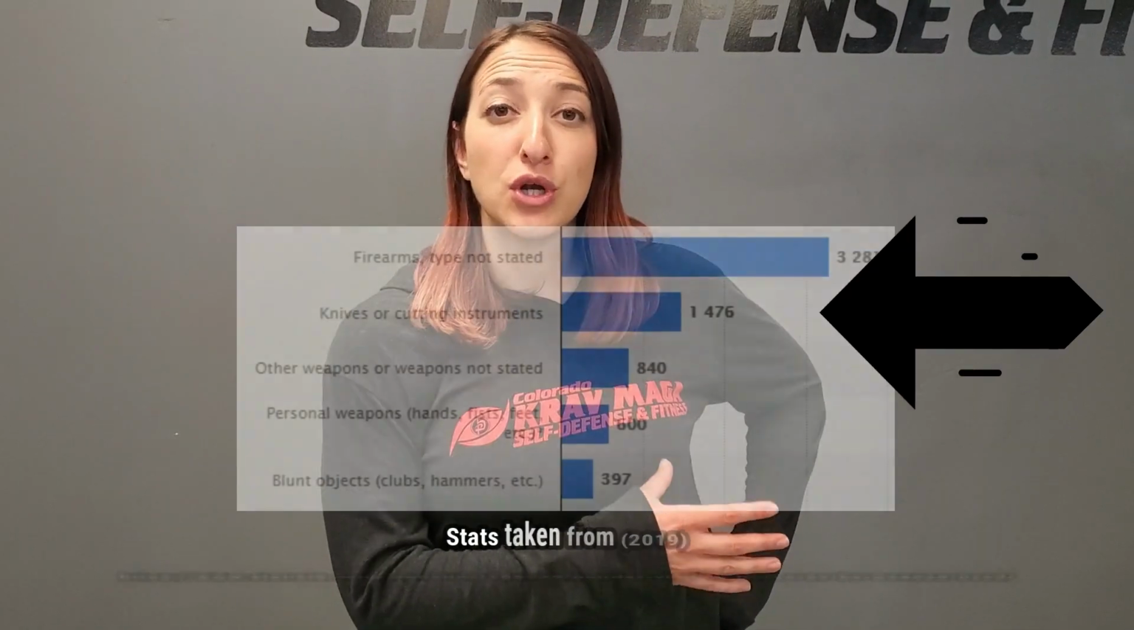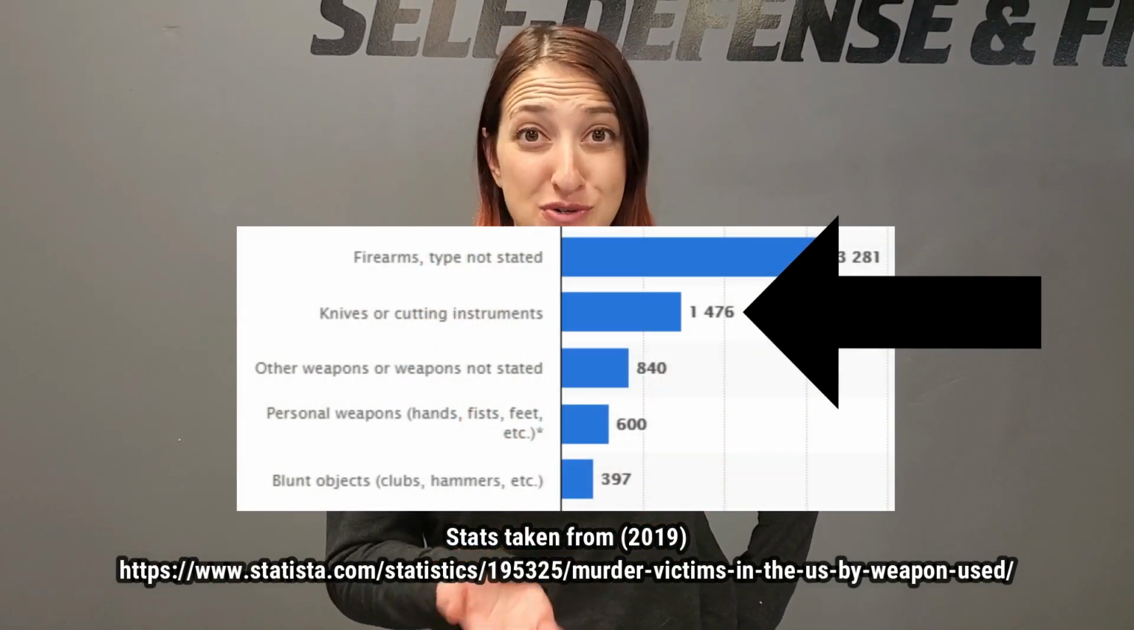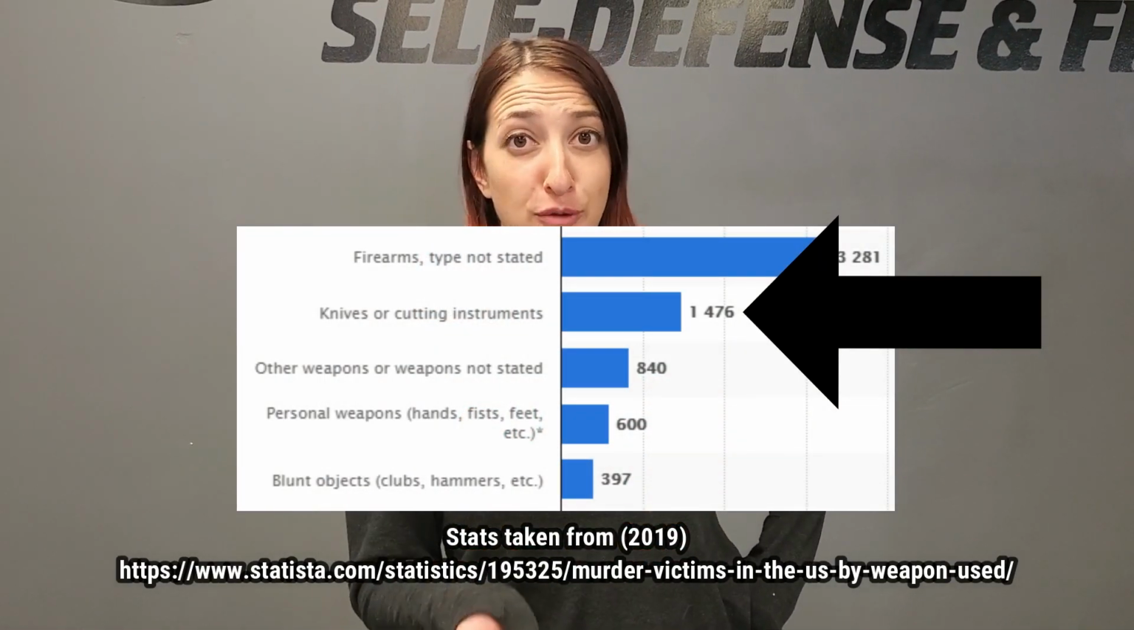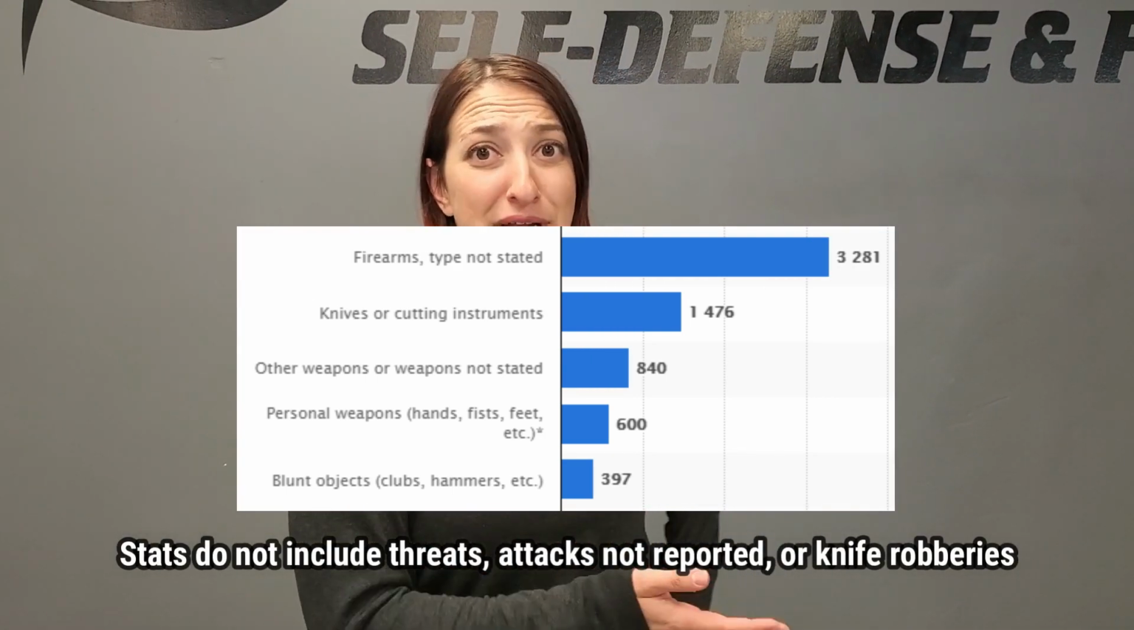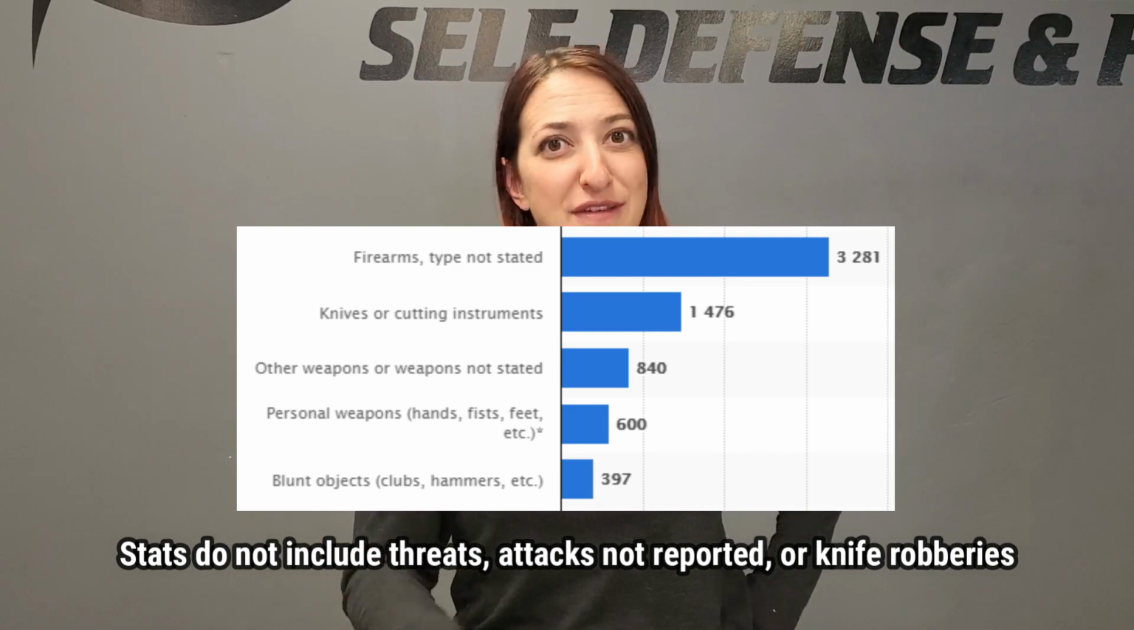Quick terrifying statistic for you. In 2019, there were recorded about 1,500 deaths by a knife or a sharp object. That is murder, so that doesn't even imply all of the people who were injured or threatened or attacked with a knife. That's why we're doing this video right now for you.